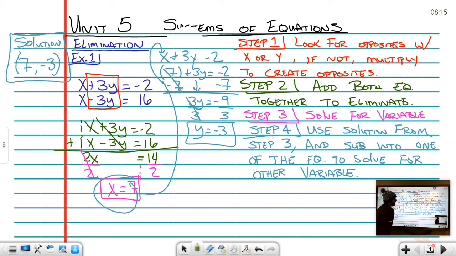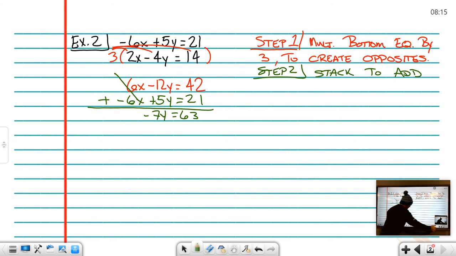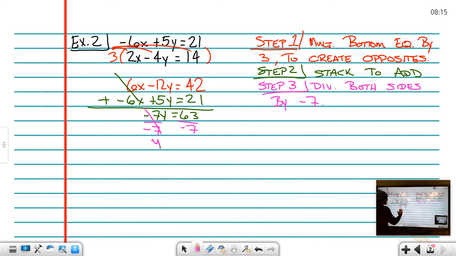All right, now we're going to solve for the variable. So step 3, we're going to divide both sides by negative 7. What I do to one side, I do to the other. And it gives me y equals negative 9. Okay, so we've solved for y here. Y is negative 9. But we have one more step left here.